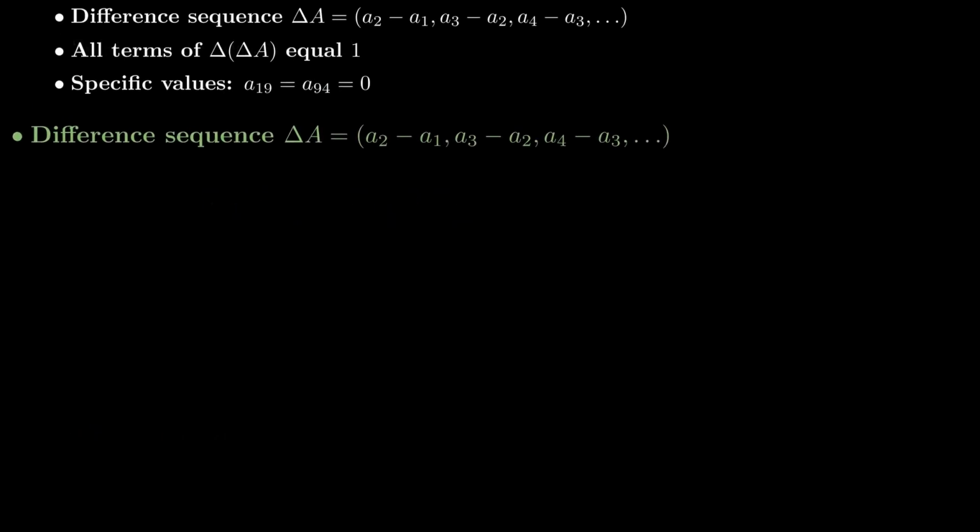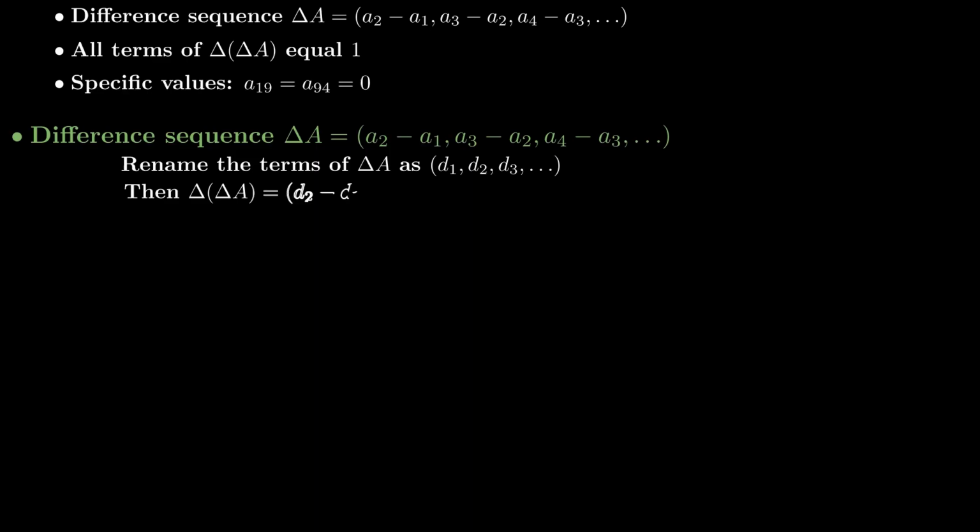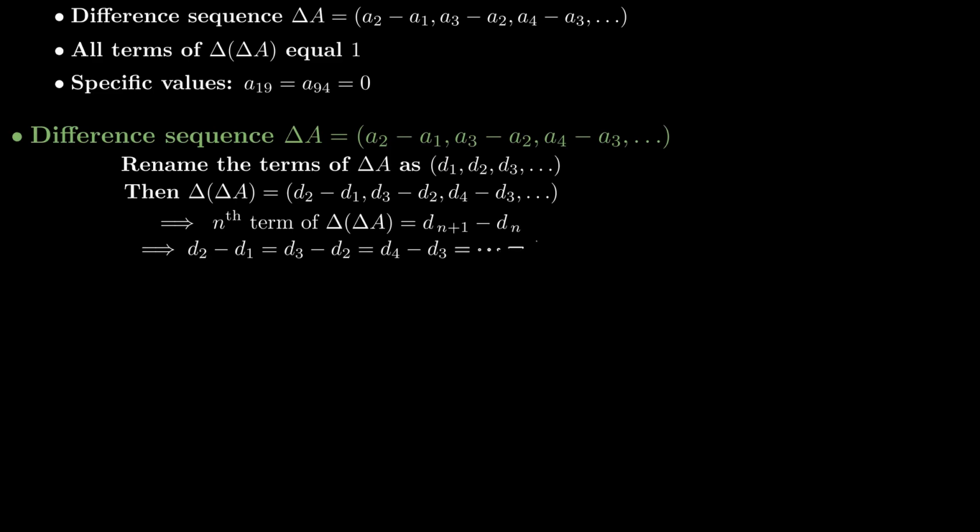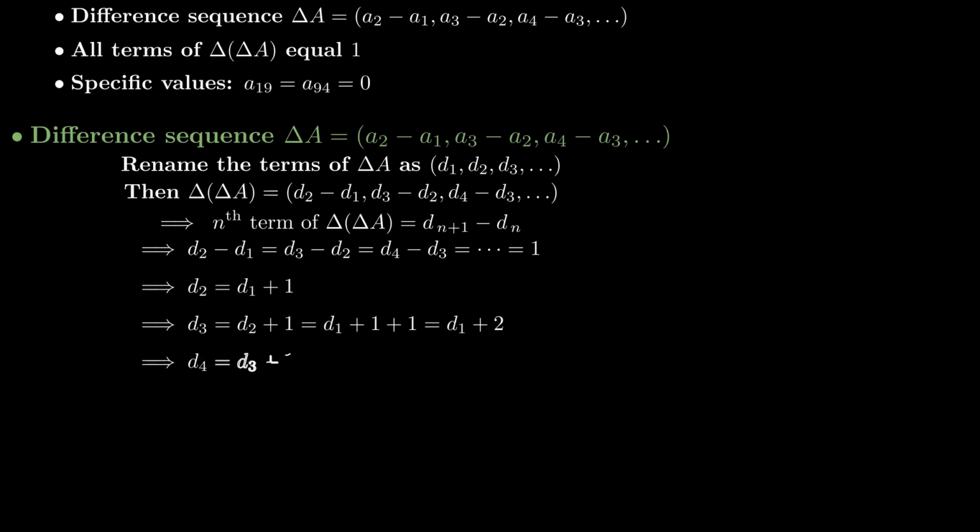First, rename the terms of delta A to D1, D2, D3, etc. Then, the terms of delta of delta A become D2 minus D1, D3 minus D2, D4 minus D3, etc. And, all of them being equal to 1, we can conclude that any term of the sequence delta of A equals the previous term plus 1. Continuing till the first term, we can find that Dn equals D1 plus n minus 1.